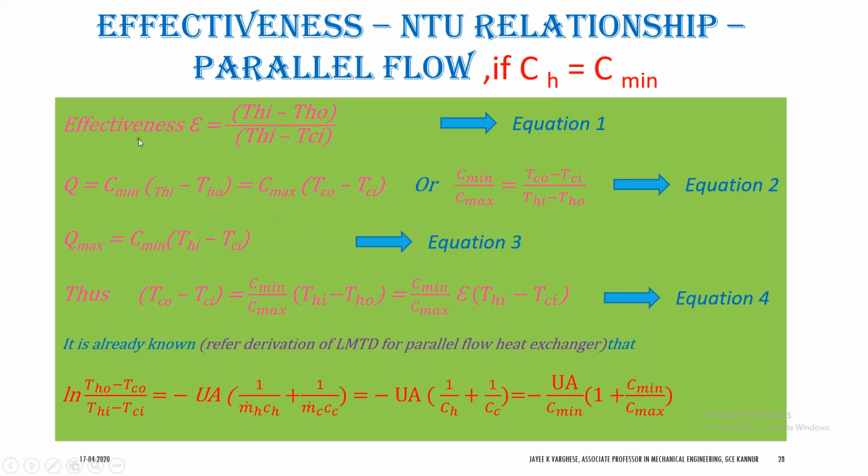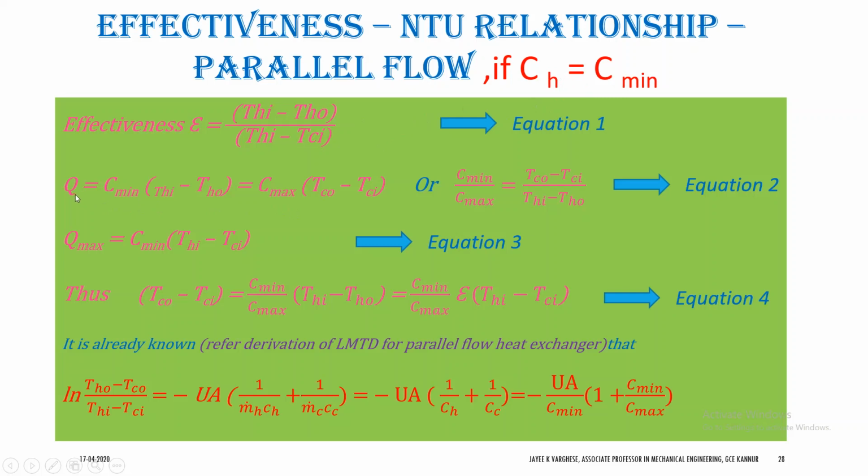So now, if the hot fluid is the minimum fluid, effectiveness will be given by THI minus THO divided by THI minus TCI. Those who still have doubts, please go back to the previous lecture slide. I will also be sending you the handwritten derivation as a PDF file. Okay. Effectiveness can be written as THI minus THO divided by THI minus TCI. This is the case when CH is the minimum fluid, C min.